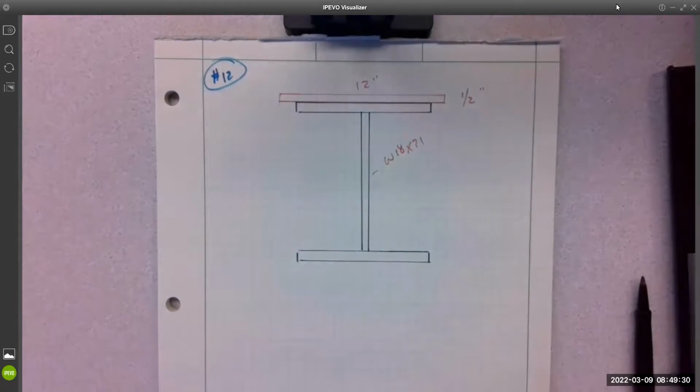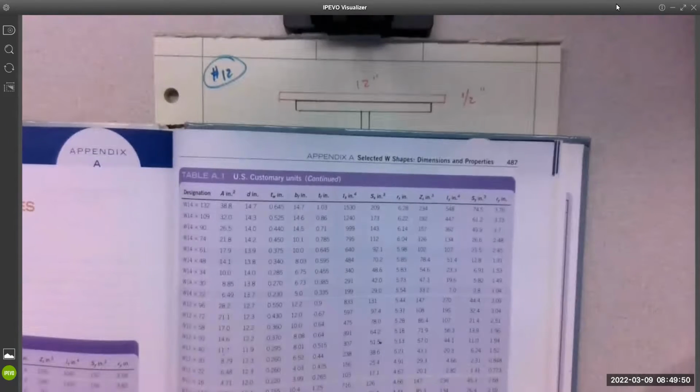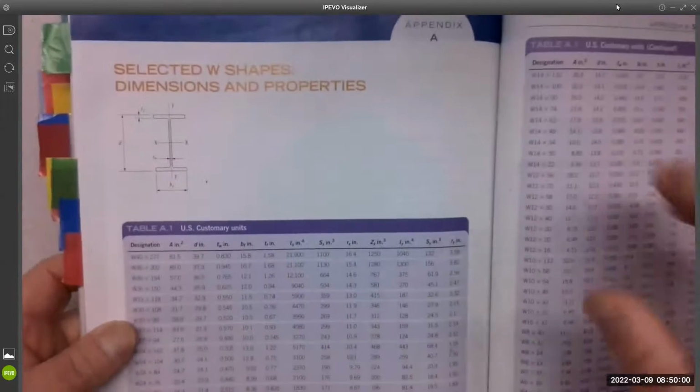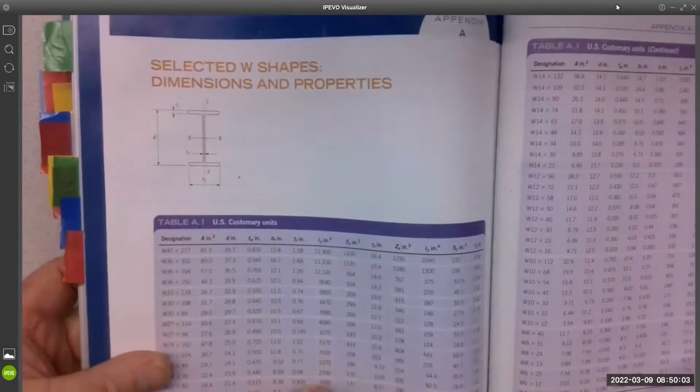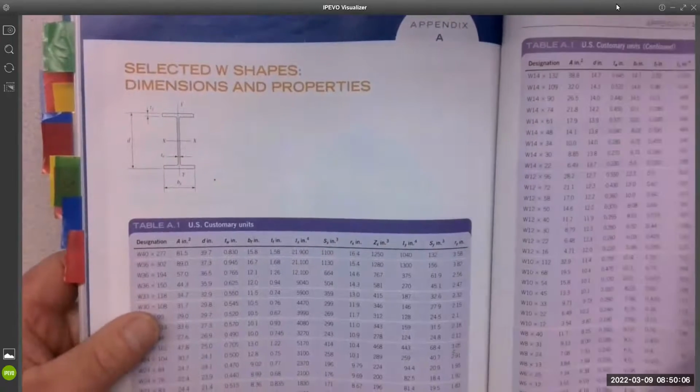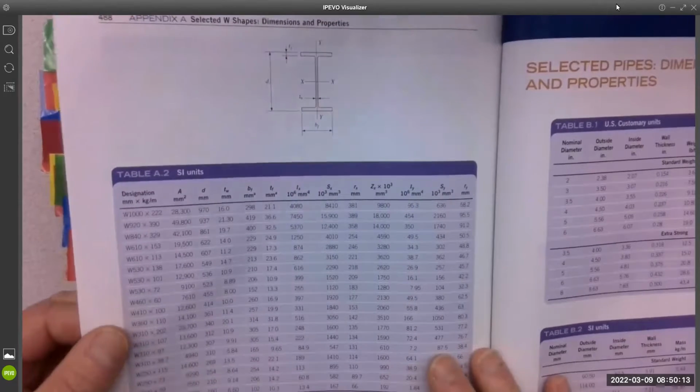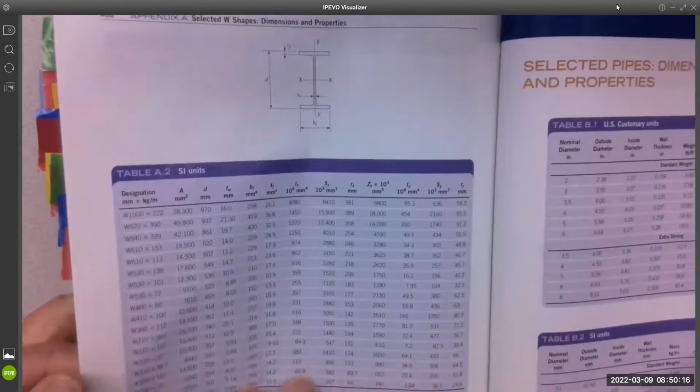All right, so we look up the properties of our W18 by 71. I should have that tabbed. There are two tables in the back. Be careful with that. One's a metric table, one's a US table. 486 is the selected W shapes, dimensions and properties. So 486 is the US version because it's in W, 12 by whatever. And then the metric one is the next page, 488, and it's millimeters and kilograms per meter.